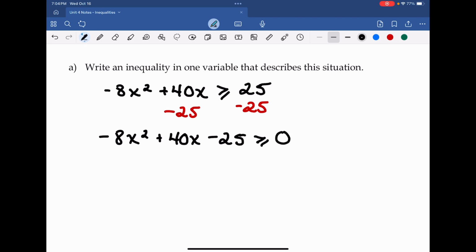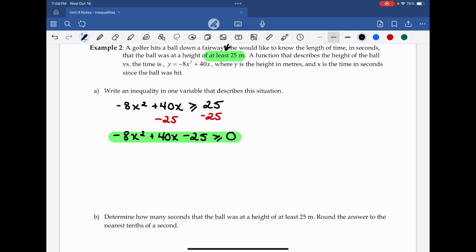We don't flip the inequality symbol when we move the term across, unless we're dividing or multiplying by a negative. This will be the direction in which the inequality faces with 0 on the right-hand side. So here's our inequality in one variable, aka x is the only variable we see, that describes this situation where it must be greater than or equal to 25, or it's flying in the air at least 25 meters above the ground. Okay, so there's our first part.